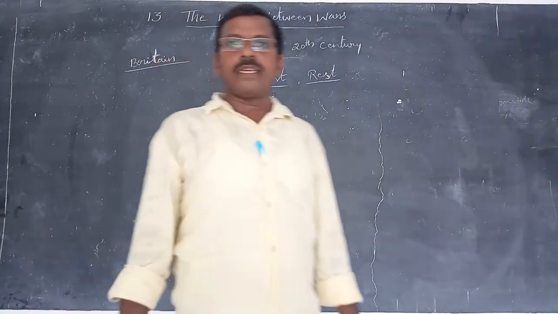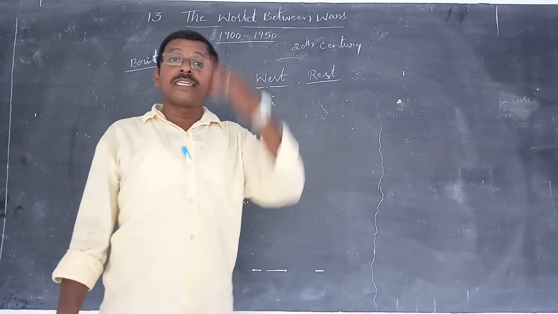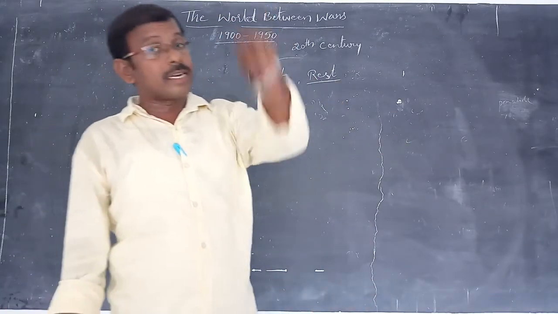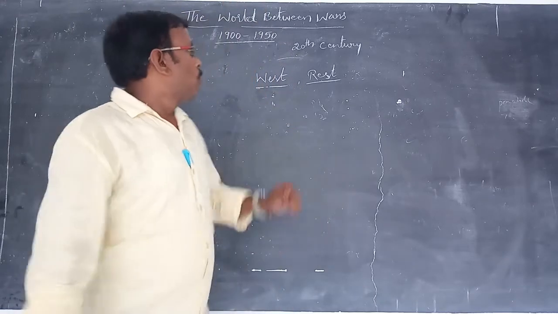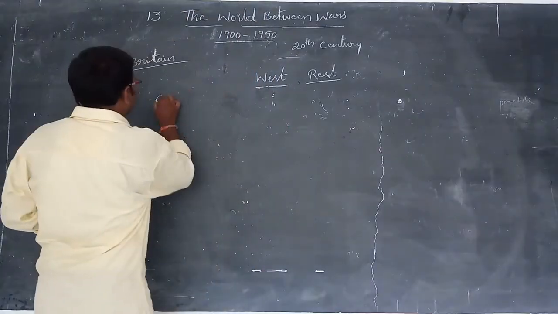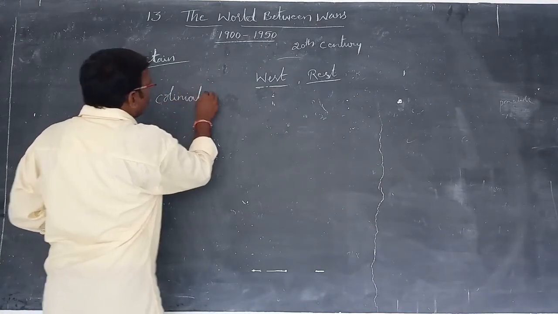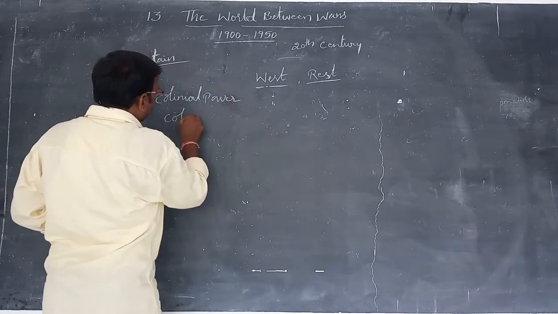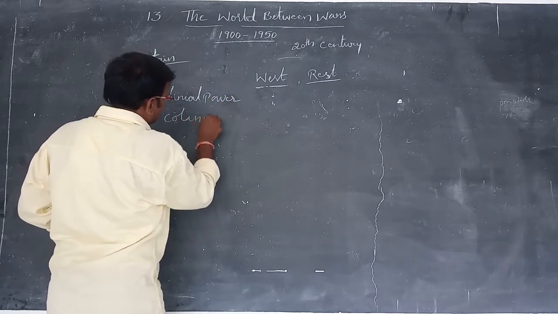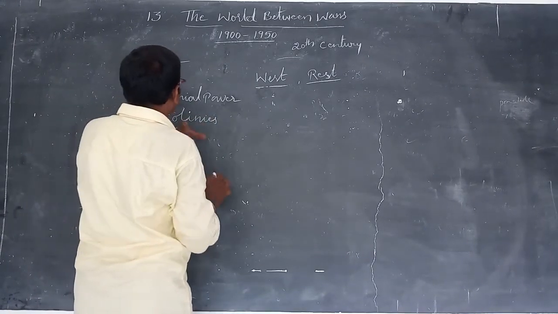The West and the Rest. Which countries are the Rest? Which countries are ruled by other countries? Here you have to understand two things: colonial power and colonies.